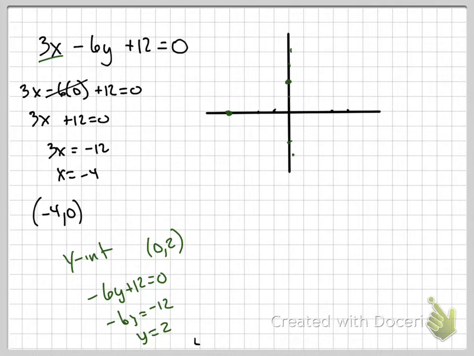There's my y-intercept. Can I just connect the dots since I know it's a line? Yeah. Ding, ding, ding. Moral of the story, if it's not in slope-intercept form, and you want to know the x and the y-intercepts, to find the y-intercept, you plug 0 in for x. To find the x-intercept, you plug 0 in for y. Okay, that's part of today's lesson.